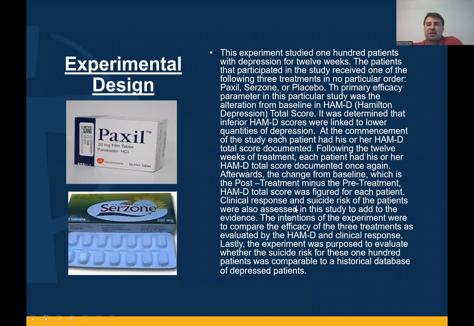So the experiment studied 100 patients with depression for 12 weeks. The patients that participated in the study received one of the following 3 treatments in no particular order: Paxil, Sarazone, or placebo. The primary efficacy parameter in this particular study was the alteration from baseline in HAM-D, which is Hamilton Depression Total Score. It was determined that inferior HAM-D scores were linked to lower quantities of depression.